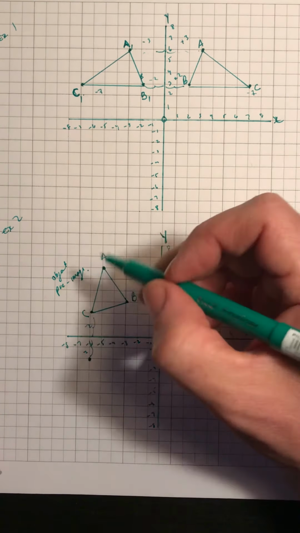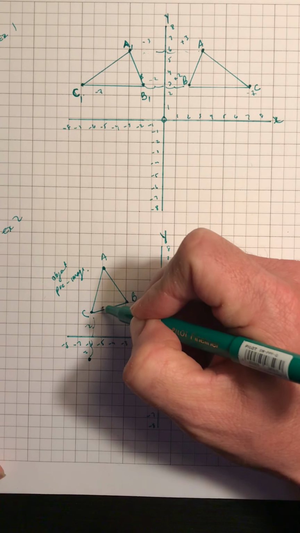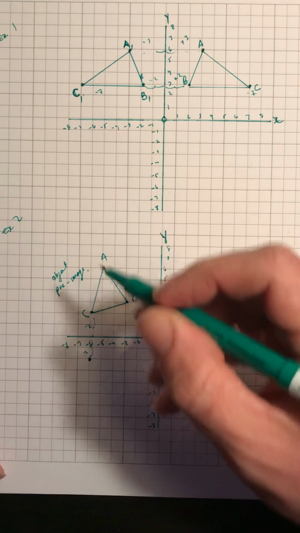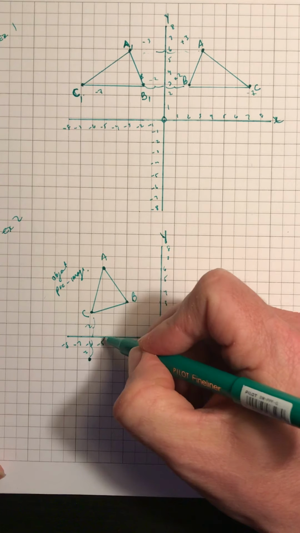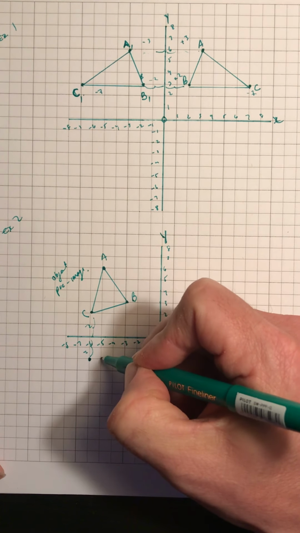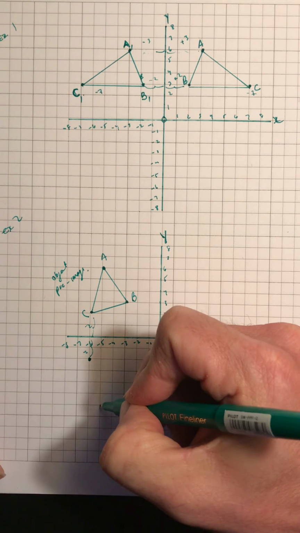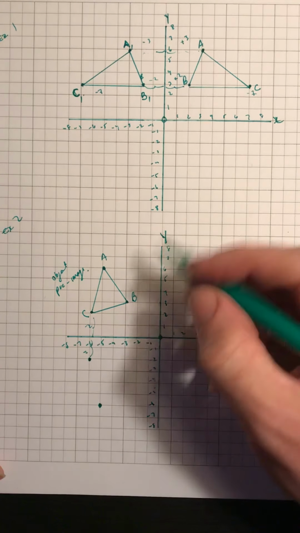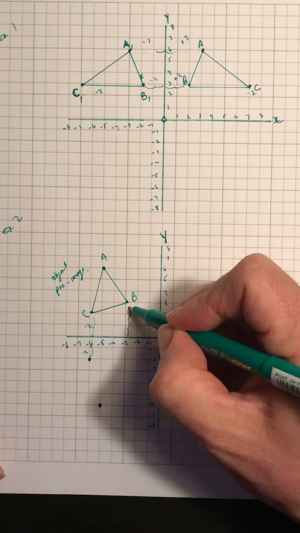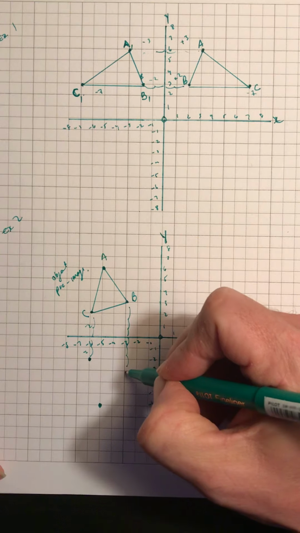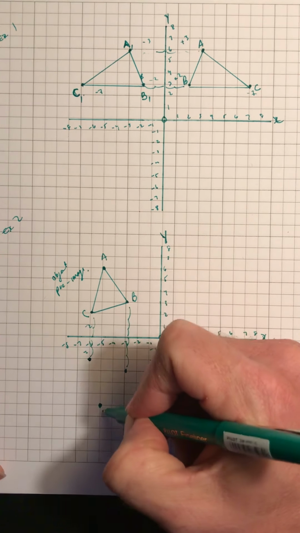So let's count up A. 1, 2, 3, 4, 5, that's 6. So let's go down 6, right? Make sure you're on that right line. So we go 1, 2, 3, 4, 5, 6. I think that's right there. Let's go B. 1, 2, 3. 1, 2, 3. There you go. So there's our points, okay?